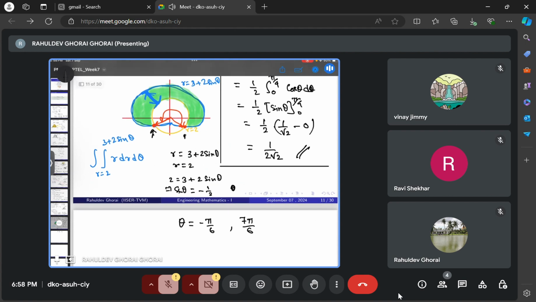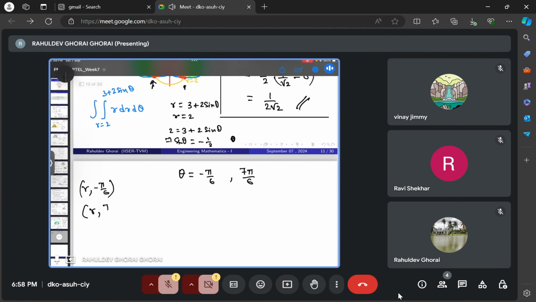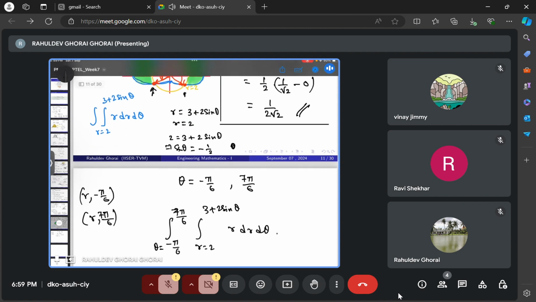So these 2 points are one at theta minus pi by 6 and another at 7 pi by 6. Then the integration changes to theta from minus pi by 6 to 7 pi by 6, and r from 2 to 3 plus 2 sine theta, r dr d theta. Any doubt up to here? This is the most crucial thing, and when this is done, 90% of your problem is done. Can you tell me if you have any doubt?